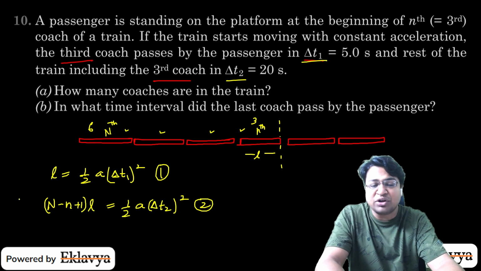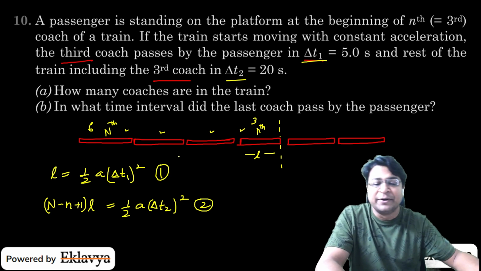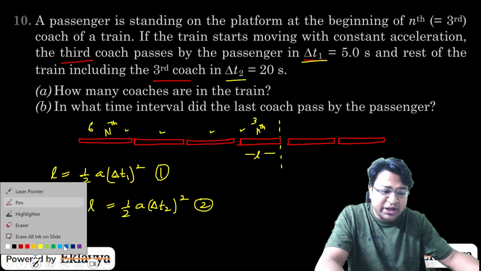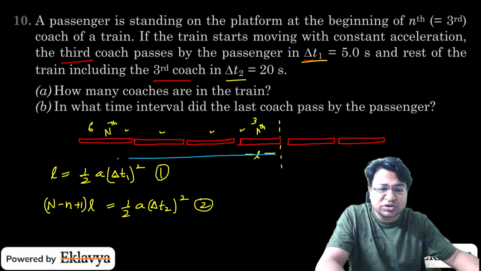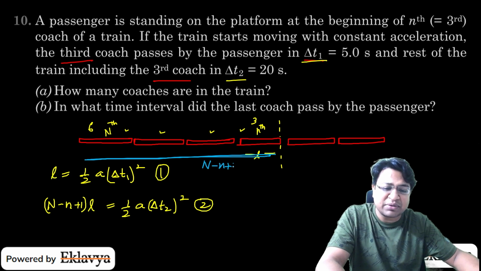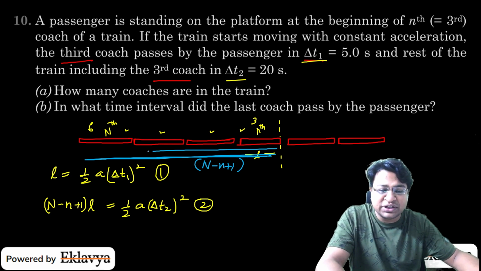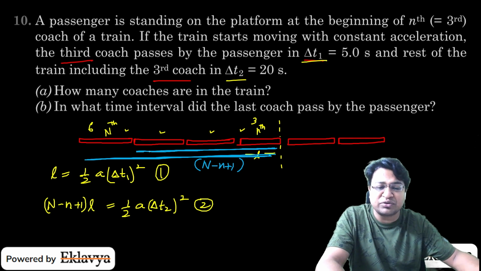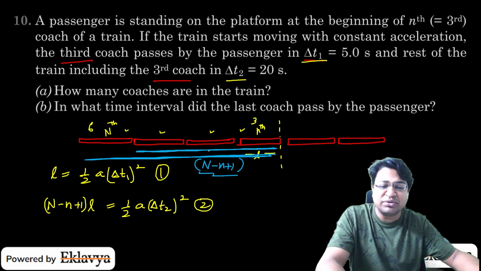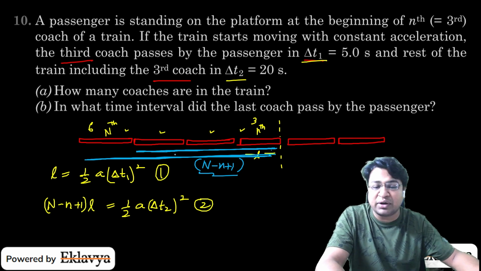Apart from this, the question also asks in what time interval did the last coach pass by the passenger? All right. So the time taken for all these coaches. What's the count of these coaches? The count is N minus n plus 1. All right. So for all of them to pass, we know that the time taken was delta T2. So for all of these to pass, like last but one, starting from small n till last plus one, whatever this count was, we are subtracting one from that, and we are assuming that to cross this length, the time required was delta T3.